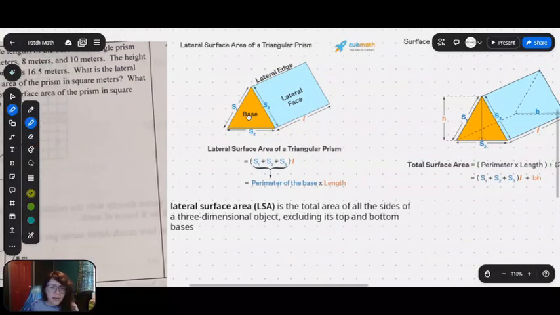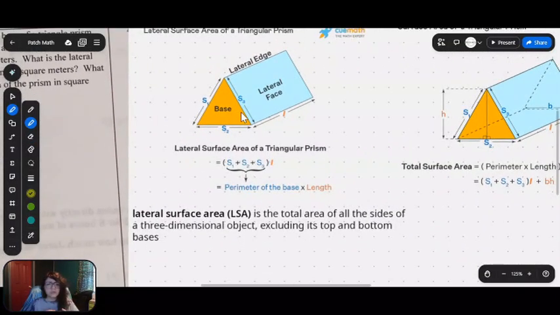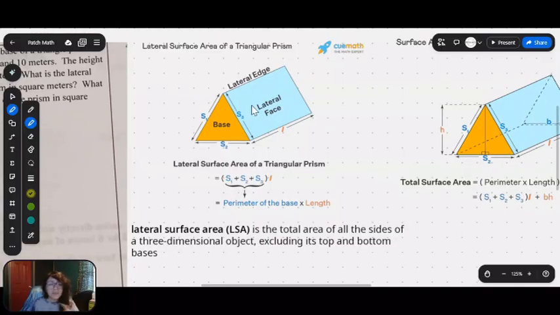Lateral means the total area of all the sides of the three-dimensional object excluding the top and bottom bases. So you have to know your geometric figures and what's defined as a base on them. If we look at our triangular prism, the triangular part is our base. That can get confusing based on how it's rotated. So that is the surface area that we are not going to consider.